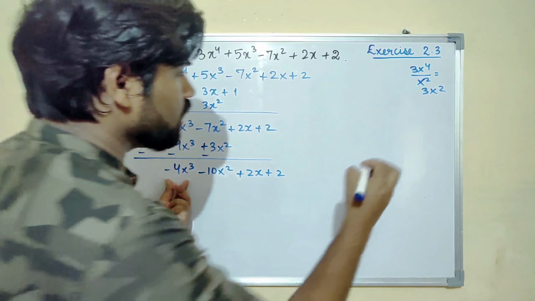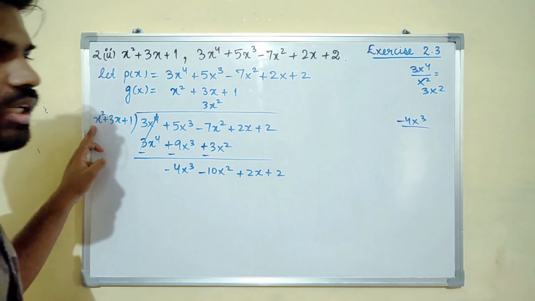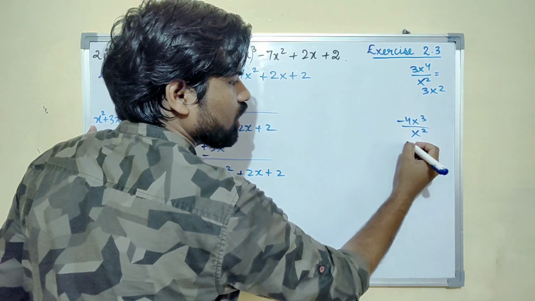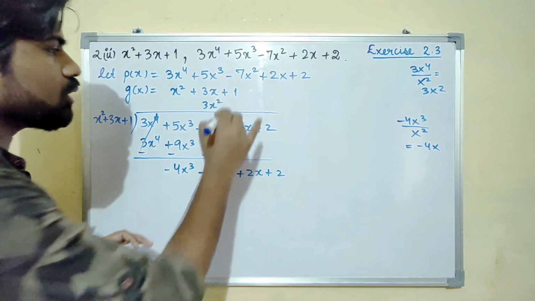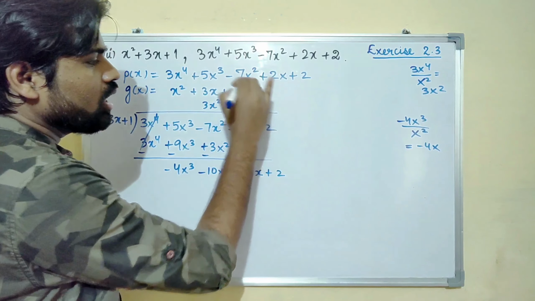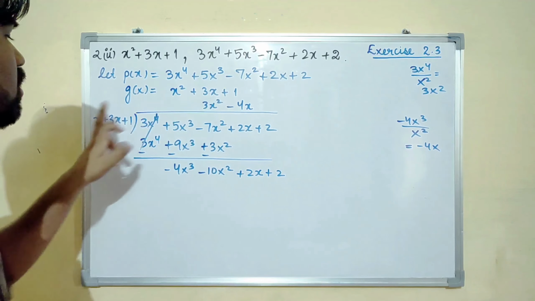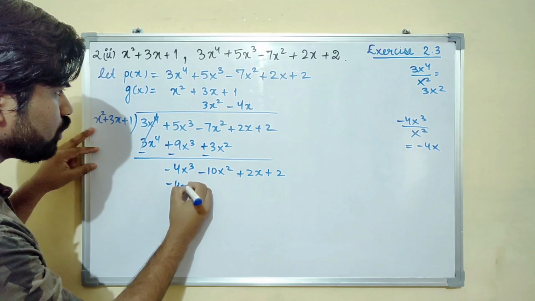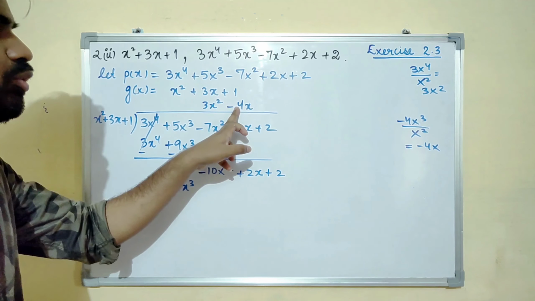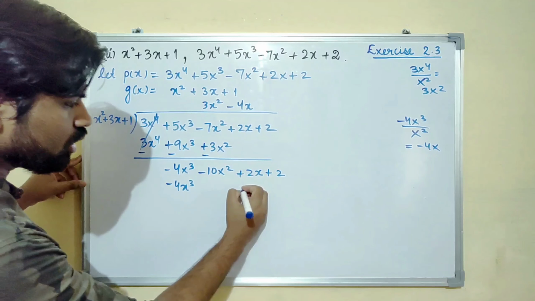Now the first term of the dividend is minus 4x cube and the first term of the divisor is x square, which will give minus 4x. So write it here, minus 4x. I think you have mastered the division, right? Now minus 4x will be multiplied by x square. It will yield minus 4x cube. And when minus 4x is multiplied by 3x, you will get minus 12x square.